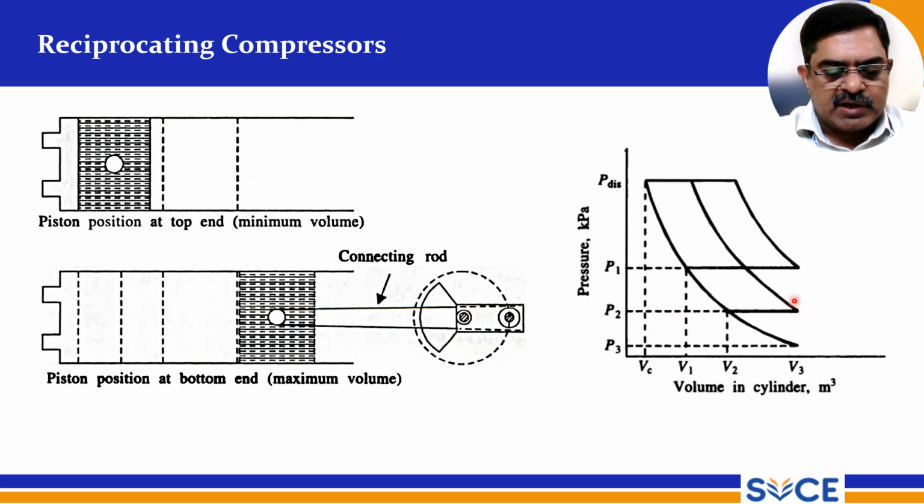V3 has the highest volume, when the piston is at bottom dead center. When it compresses, the pressure increases, and obviously the volume is getting decreased. So this is the displacement, from P3 to P displacement, and the pressure is getting increased on decreasing the volume. That is the compression process taking place here.